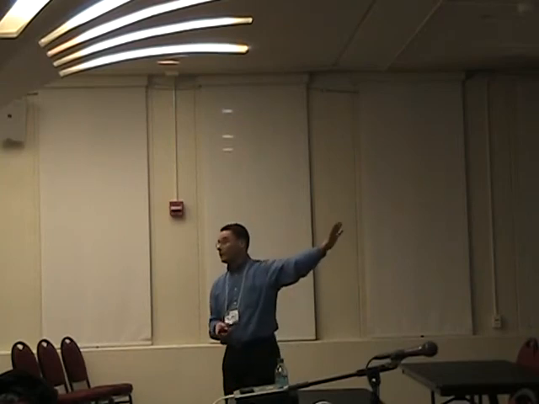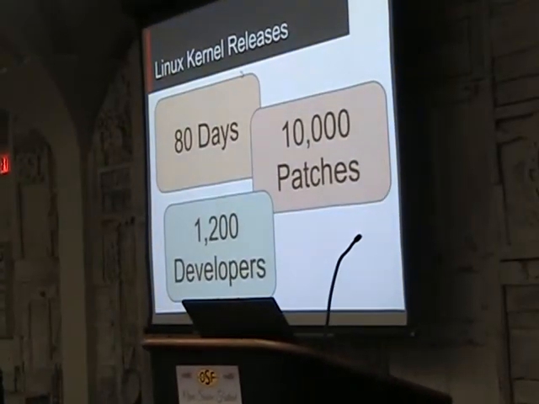And this is very well represented in the Linux kernel. It has been around for 20 years. They make patches every 80 days. Every 2 months, 3 months, they make a new release. One release has about 10,000 patches. It's a lot of activity. And those 10,000 patches are contributed by about 1,200 developers. It's a lot of people, a lot of patches, a lot of activity, and it's very continuous.